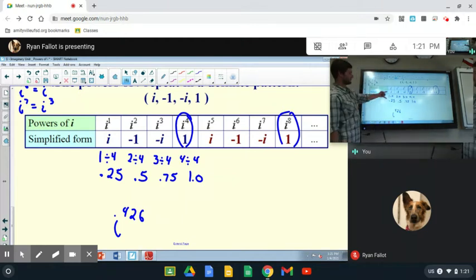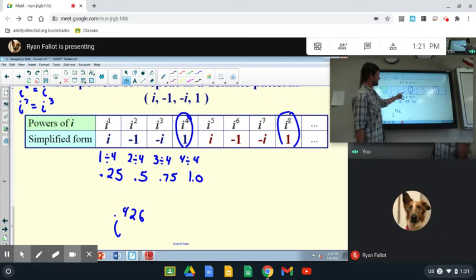If it's got a 0.25 as a remainder, your answer is i. A 0.5 as a remainder, the answer is -1. A 0.75 as a remainder, -i, or a 1 or a 0 as a remainder, it would just be 1.